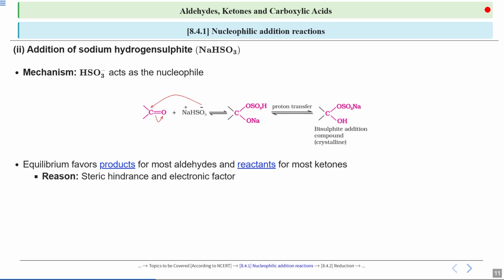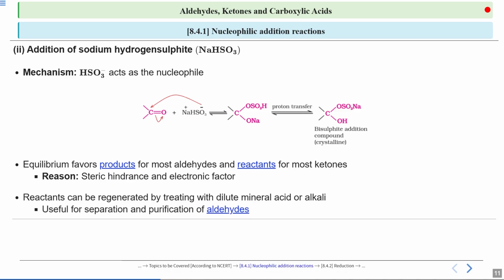The reason is clear, because aldehydes generally have less steric hindrance compared to ketones, which makes it easier for the nucleophile to attack. And in ketones, we know we have bulkier groups. So it is more challenging for the nucleophile to attack the ketone. If you need to regenerate the original reactants, you can treat the products with dilute mineral acid or alkali. So reactants can be regenerated if you treat it with dilute mineral acid or alkali.